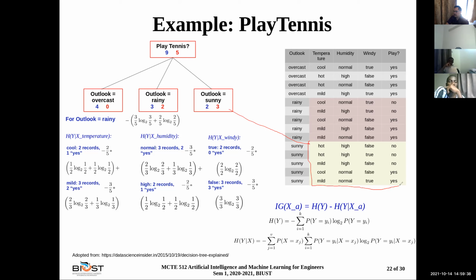And now you create your next node. You consider what will be your next node based on the attributes of temperature, humidity, and wind. You don't consider outlook anymore because it's done. So for this outlook rainy, you consider this table alone to check the next node of that. So what about this one?